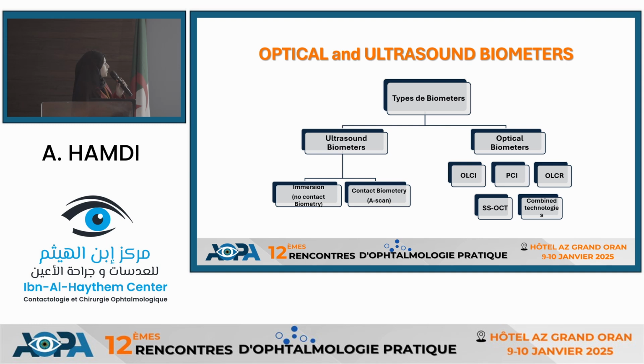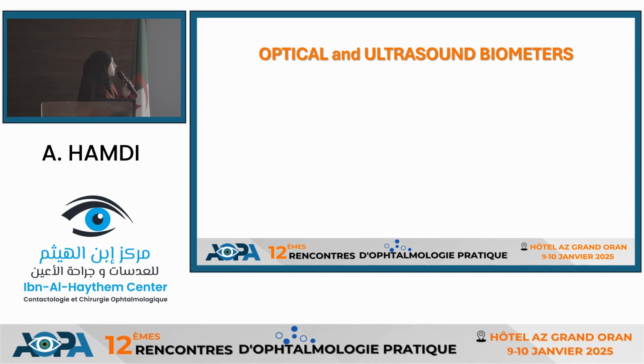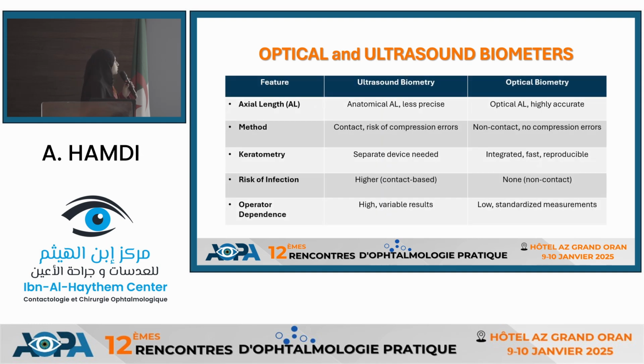The key difference between ultrasound biometry and the optical biometry is in these features. So in the axial length, for example, ultrasound biometry axial length is an anatomical one. However, in the optical biometry, it relies on light reflection. For the method, ultrasound relies on contact. So there's always a risk of compression errors, and there's also a risk of infection. And both are not really there with optical biometry because there is no contact.